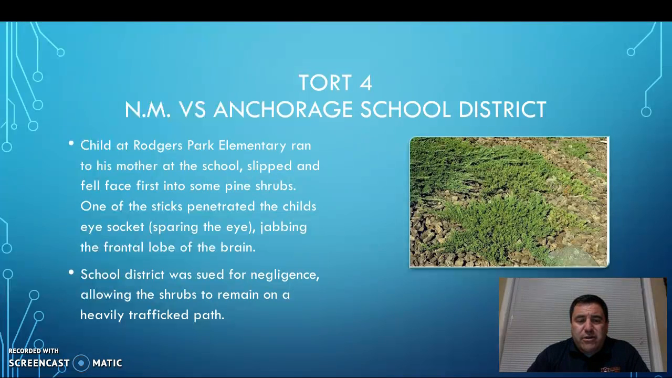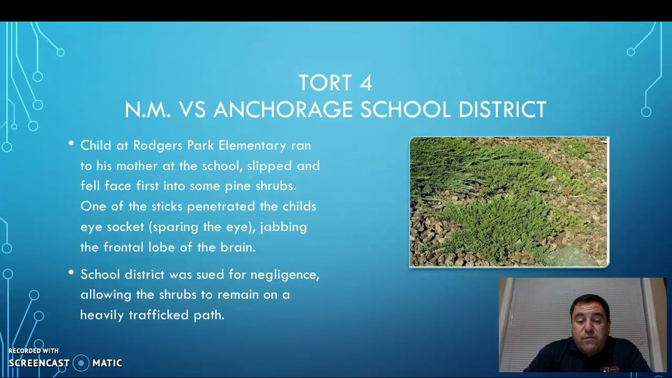From what I read here, the sticks penetrated an eye socket, jabbing him and going all the way to the frontal lobe of his brain. It spared the eye, I think, or maybe it did hit the eye, but it went all the way to the back of the brain. The kid went through surgery, and he did suffer immensely afterwards. It's a difficult read as a father, but he suffered a lot, and he's still suffering. But my apologies. Let me continue.